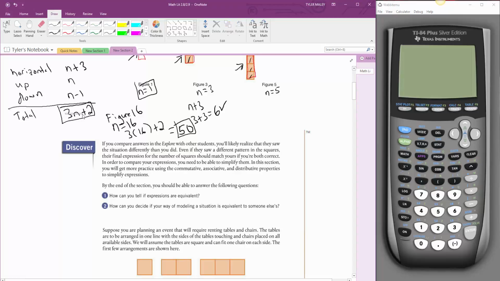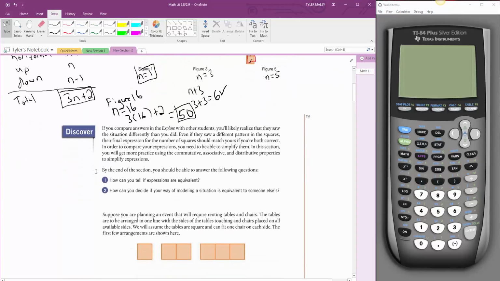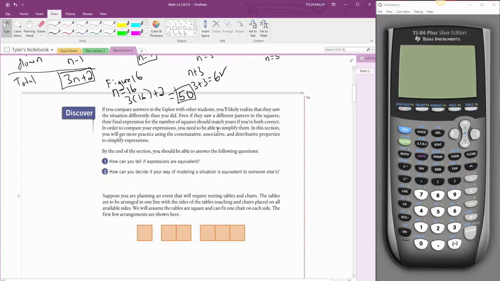So this simplified expression that we got is 3n plus 2. If you're doing it correctly, as I am, a different way, as long as you can get down to 3n plus 2, then you would know that we would both have an equivalent answer. So this final expression of the number of squares should match yours if they're both correct.